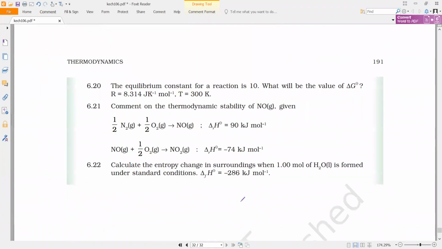Next is 6.20. The equilibrium constant for a reaction is 10. What will be the value of delta G naught?